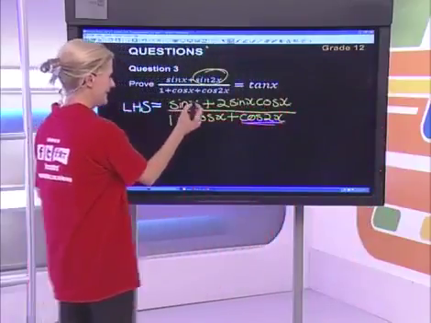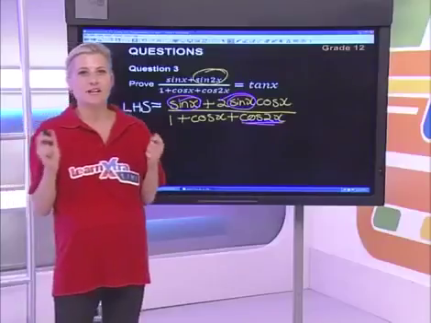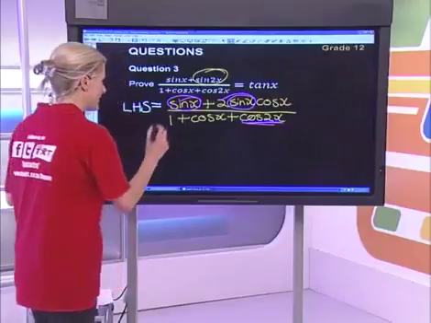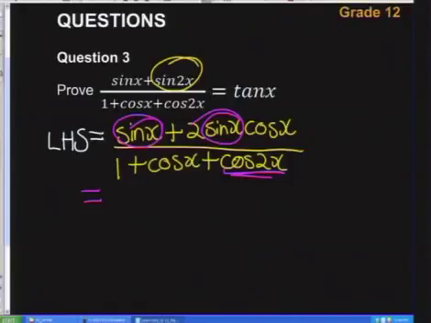Factorize! And you said it's something that almost everybody always forgets. So what I'm going to do at the top there is take out sine x as a common factor. I'm loving it. And I'm left with 1 plus 2 cos x.